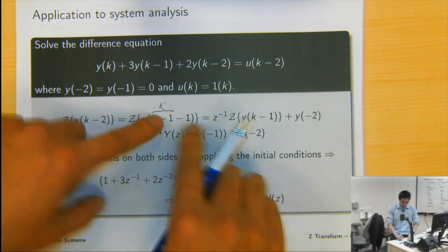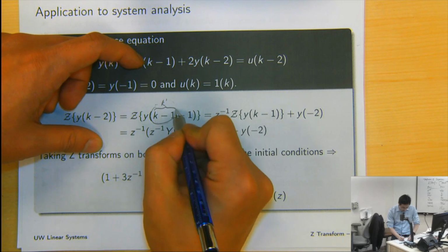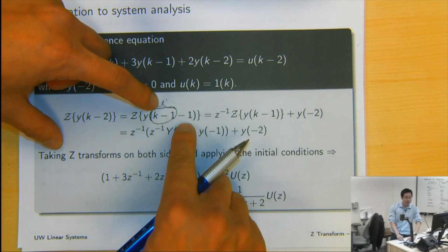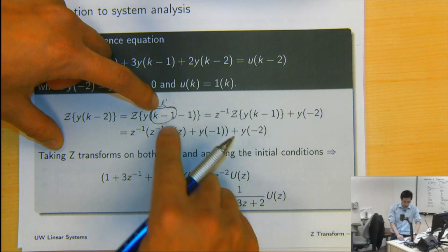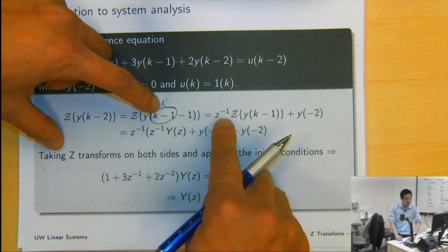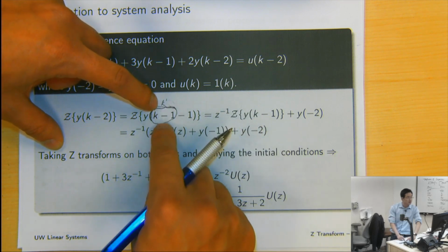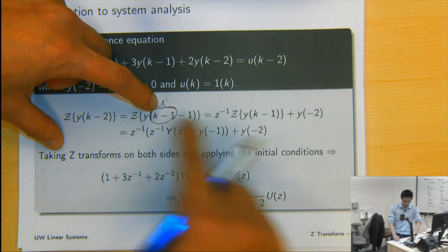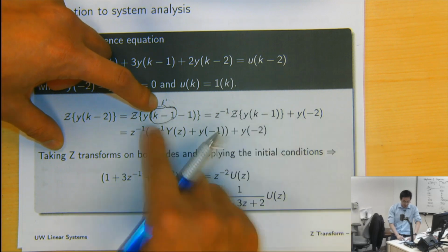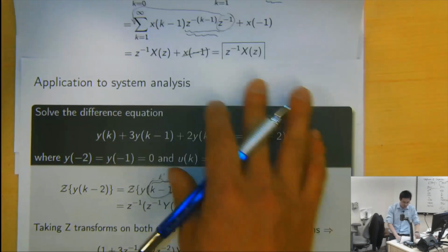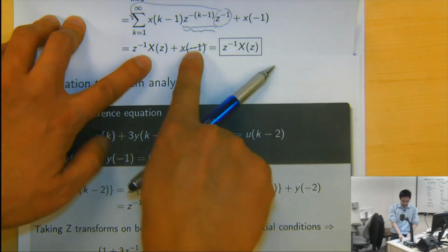This is a new index. For k prime, this is just delayed by 1 step. Therefore, the z transform is z minus 1, the z transform of this y k prime signal. Then plus y k prime equal to negative 1. Right? So just using this formula here.